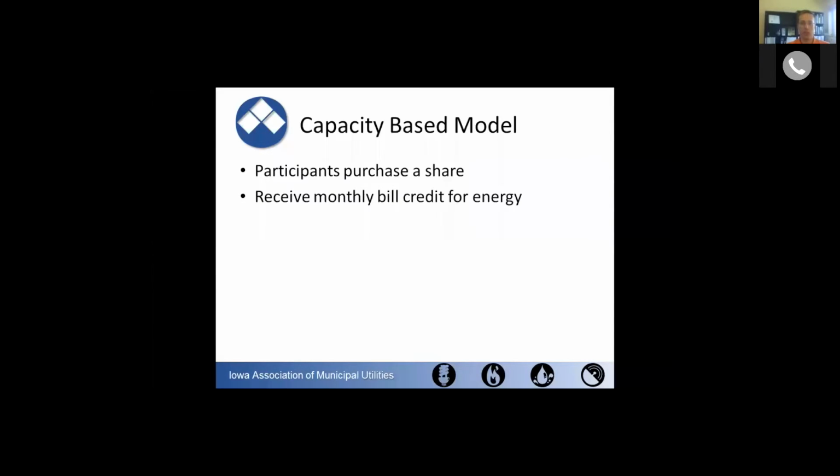And in return for that investment, they would typically receive a monthly credit. If it's a utility-based project, a monthly credit on their utility bill for energy produced by their share. So it's similar to investing in a solar array on your home, where you have a payment up front to purchase and build the system, and then you get savings down the road.